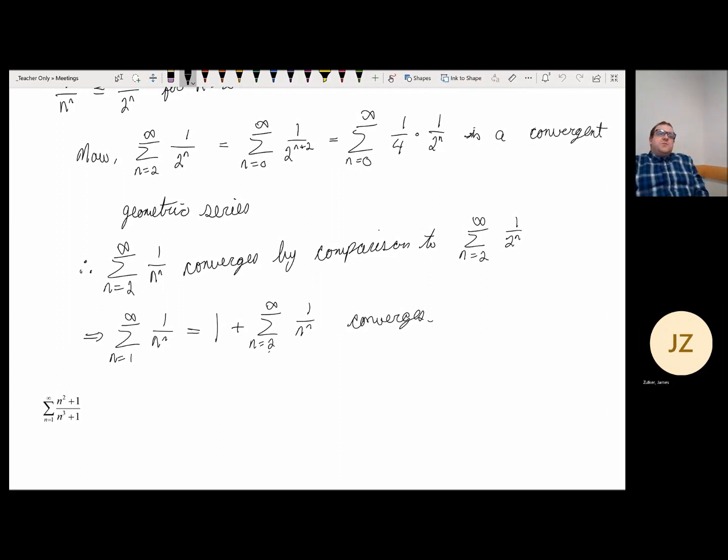Sum n equals 1 to infinity, n squared plus 1 over n cubed plus 1. Divergence test fails. It is not geometric. It is not a p-series.